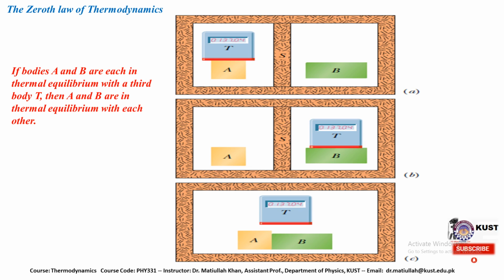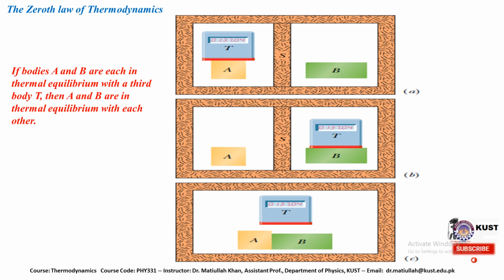Here in this figure we can see that there are two bodies, one is A and the other is B, and T is considered to be a third body. In the first case, A is brought in thermal contact with body T, and it is found that both are in thermal equilibrium with each other. Then independently, the body T is brought in thermal contact with body B, and it is found that both the bodies are in thermal contact with each other, and as a result of this thermal contact, they are in thermal equilibrium with each other.